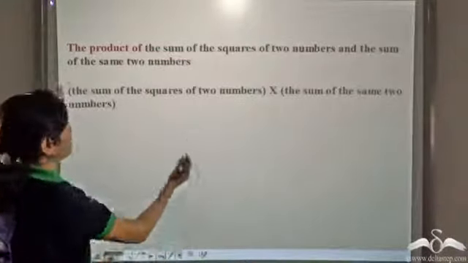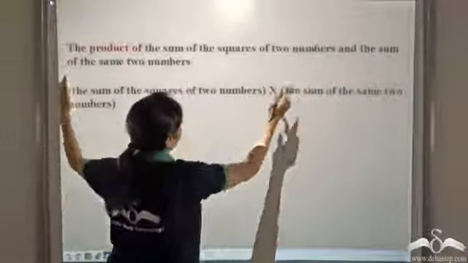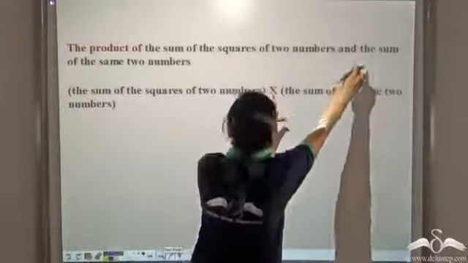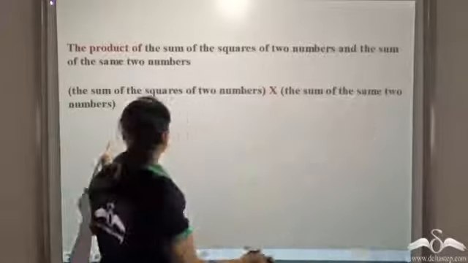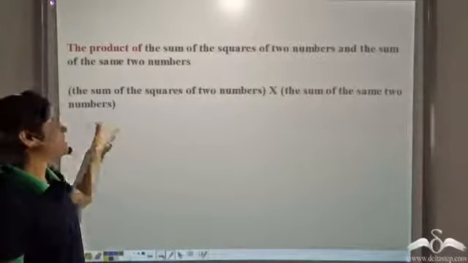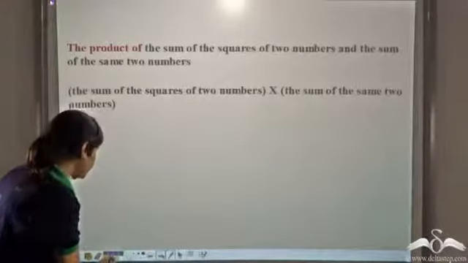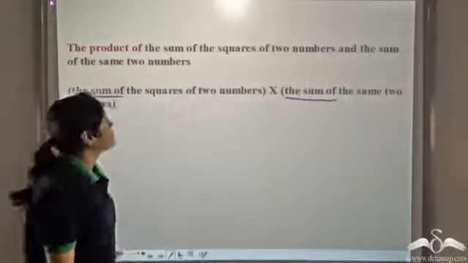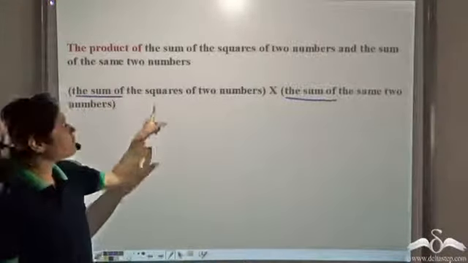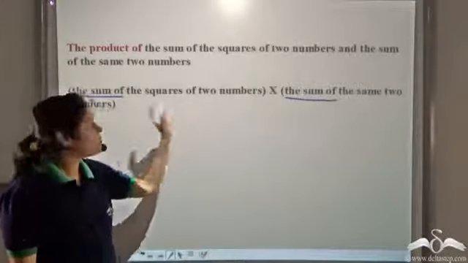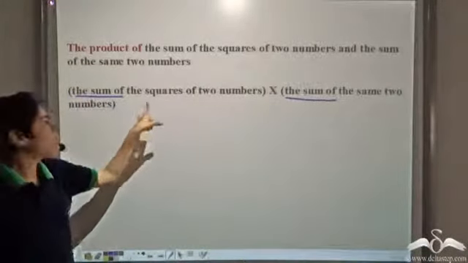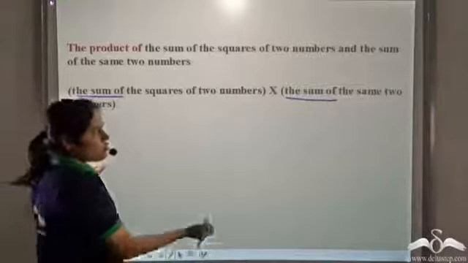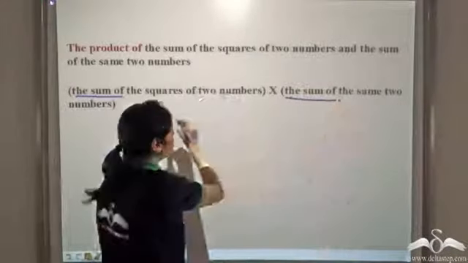So we write it as this part, the sum of the squares of two numbers, multiplied by the sum of the same two numbers. So we write it like this. Now let us consider the sum of. So it is the sum of the squares of two numbers, the sum of two things. What are those two things? The squares of two numbers. And in this case, it is the sum of the same two numbers.